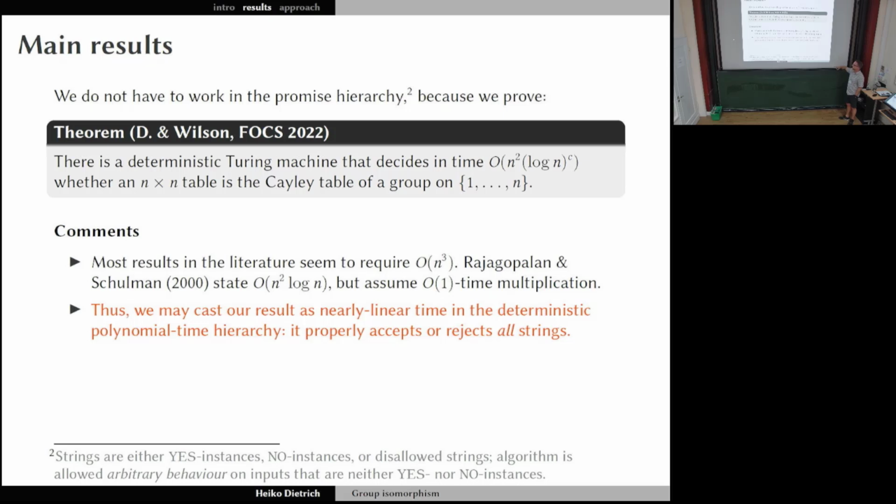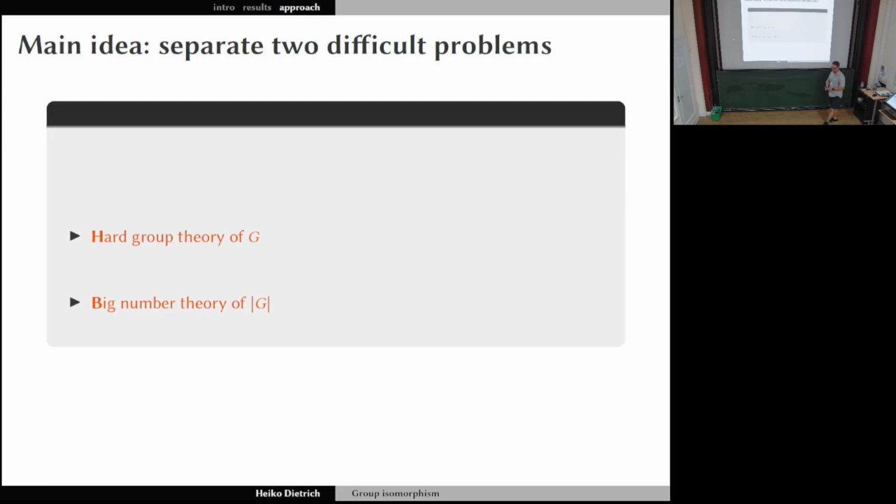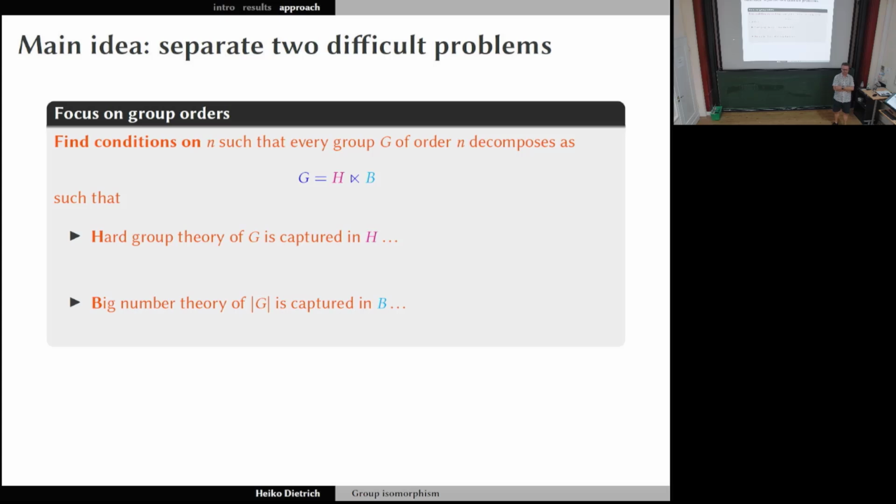Along the way, we also set up a data structure that allows us to compute with the group a bit more efficiently. So how do we do this? The main purpose of this talk is to describe the mathematical background that allowed us to do this. Usually there are two different types of problems that play a role: either the group theory could be too hard, or big number theory suddenly shows up. Of course, for the Cayley table input, number theory isn't such a big deal, but we separated those two problems. We focused on group orders such that every group of this order splits into a semi-direct product of H and B, where H encapsulates the hard group theory, and B contains the big number theory, so all the large prime divisors of the order of G.